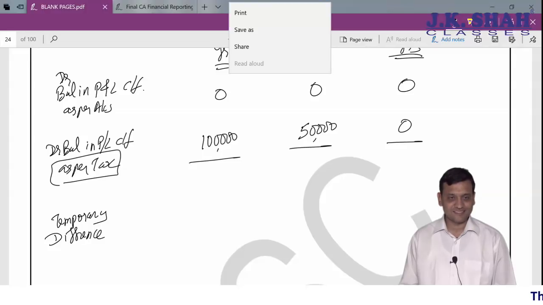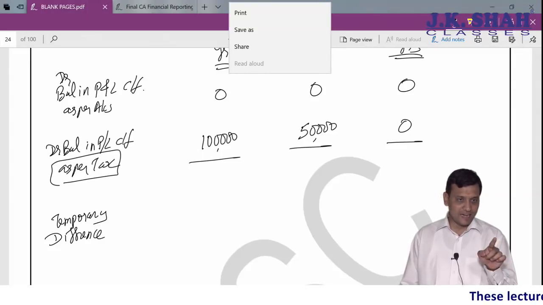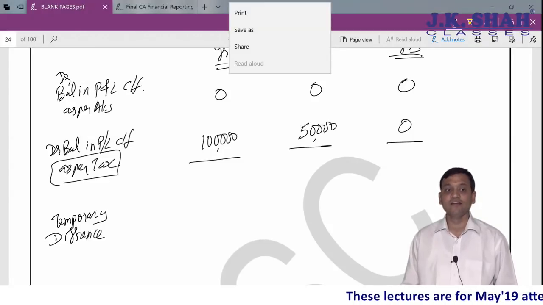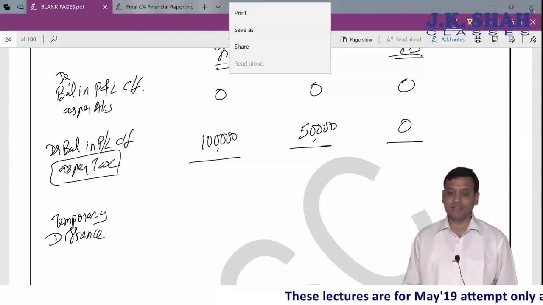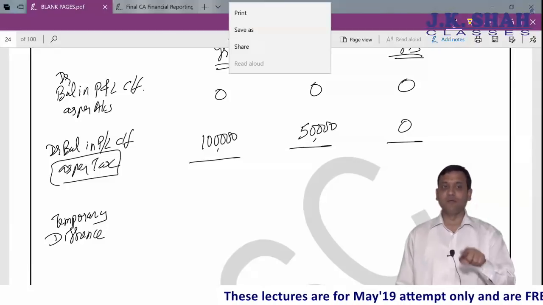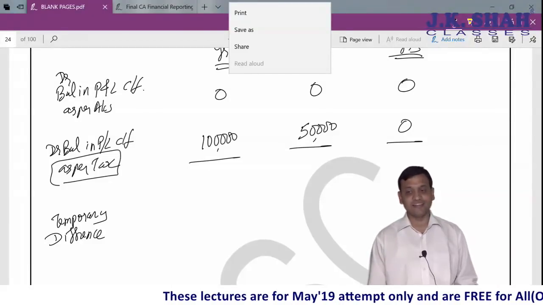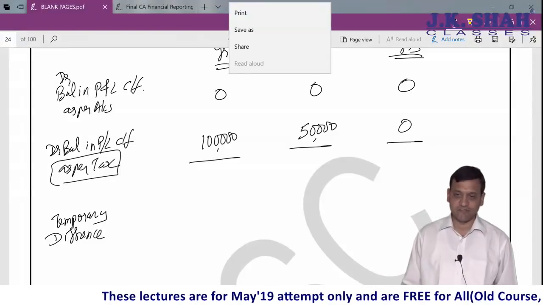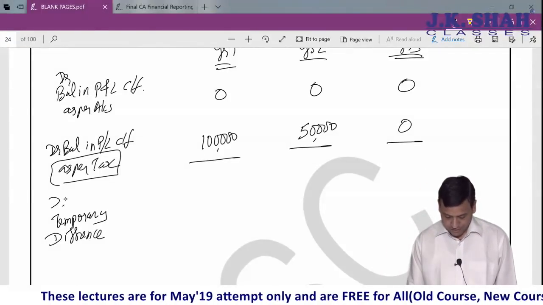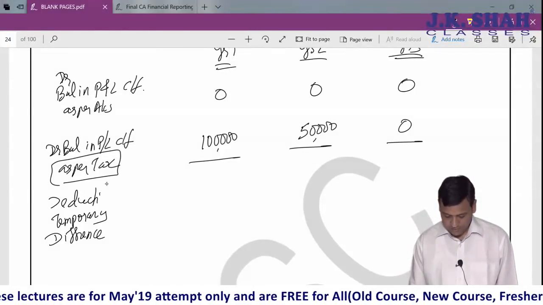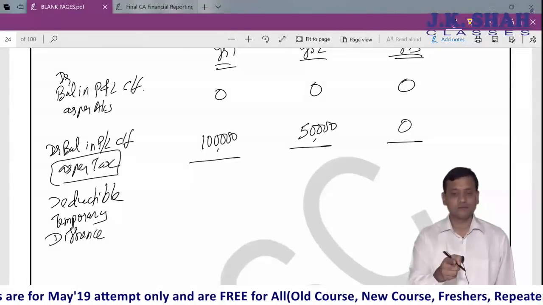So what comes? If the carrying amount of the asset is more than the tax base of the asset, we have taxable temporary differences. But if the carrying amount of the asset is less than the tax base of the asset, we have deductible temporary difference. Are you getting it? Yeah?